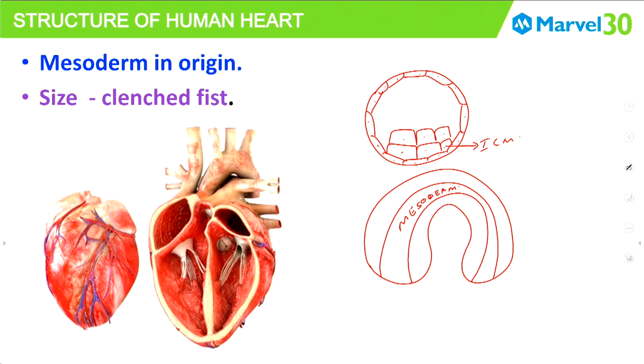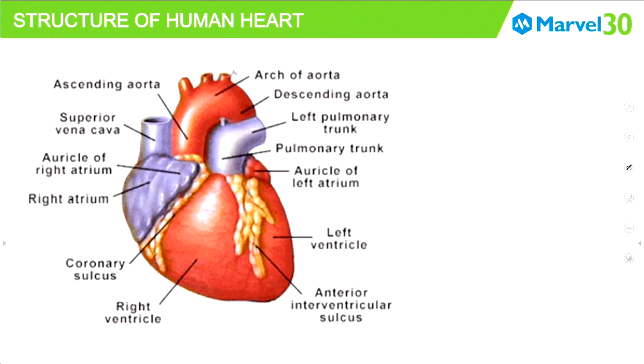Is it clear, students? Okay, then you can see the heart here, and this is actually the coronary artery. The coronary artery is the one which supplies blood, nutrition and oxygen to the heart. Okay, coronary artery, that you have to remember.